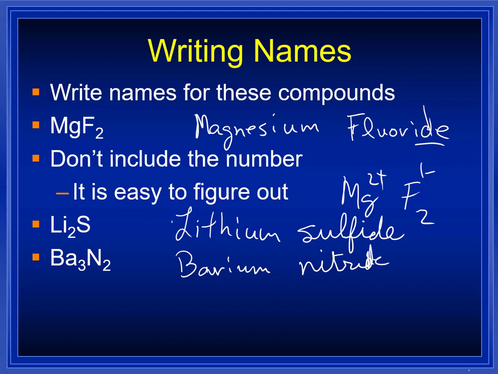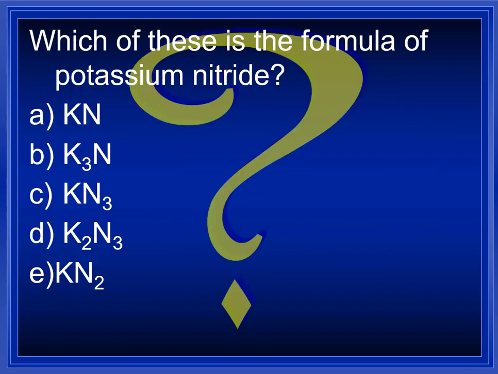Really, really tough? How can you change it to multiple choice? Which of these is the formula for potassium nitride? I was nice, I didn't put a P up there. Some of you are still putting P's for potassium. I saw that on the homework.